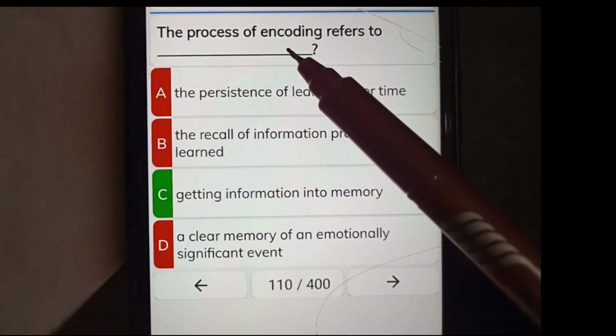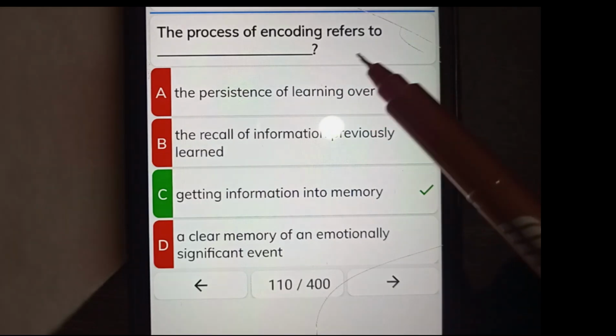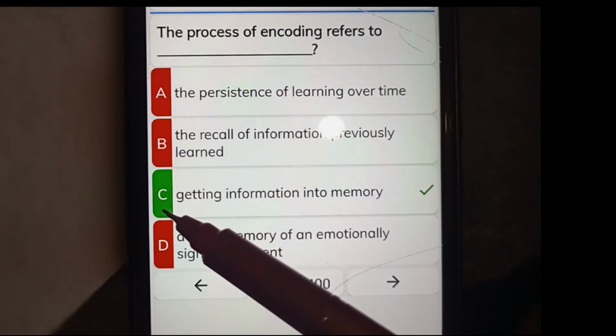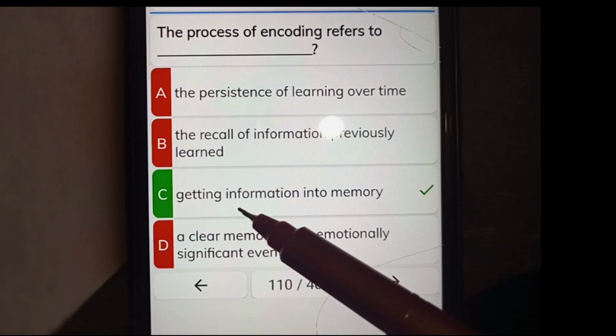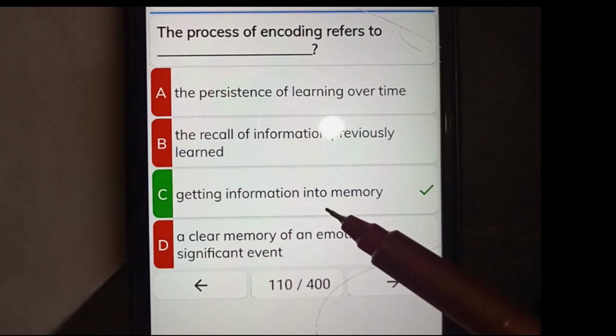The process of encoding reference to dash. The C answer is correct answer, getting information into memory.